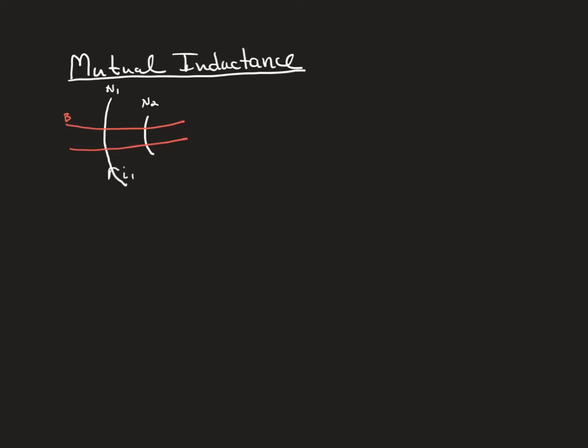So I'm going to start with Faraday's law, the idea that the induced EMF in coil 2 is equal to the negative of the number of turns in coil 2 times the change in flux through coil 2 with respect to time. Now here's where we're going to deviate a little bit. I'm going to define a constant.